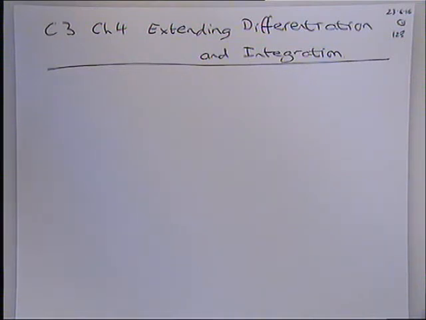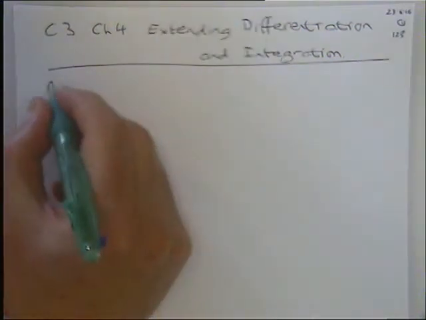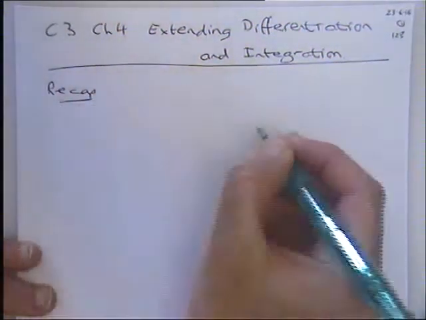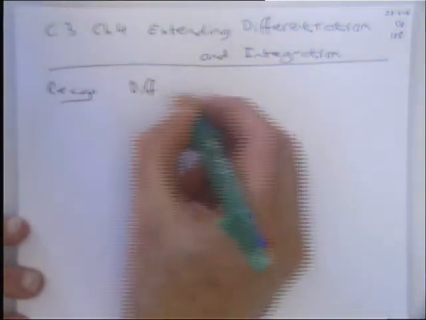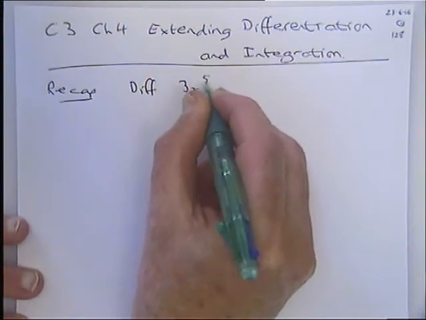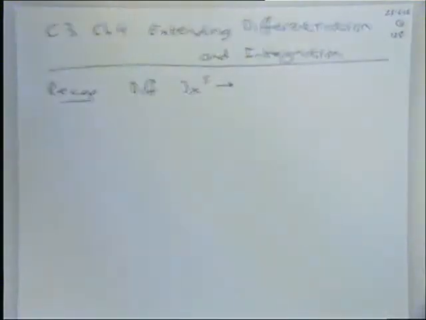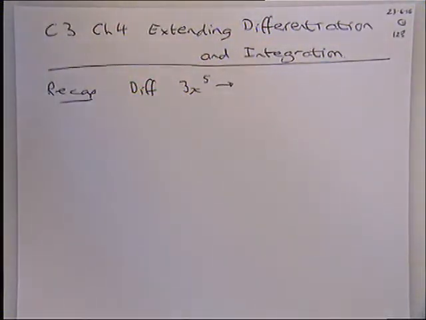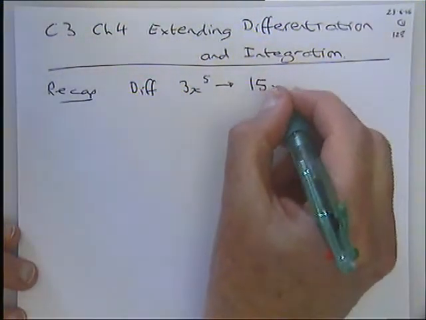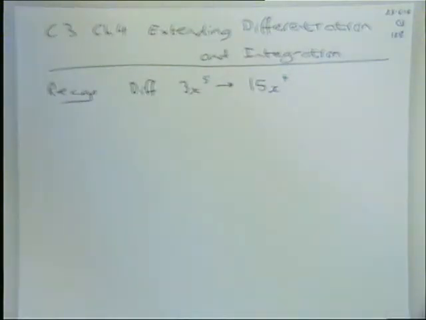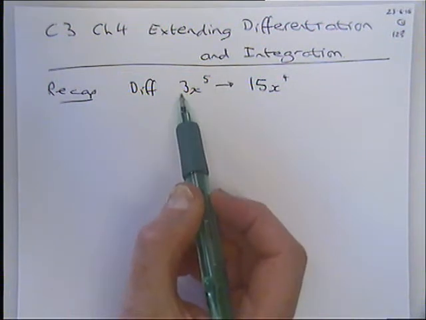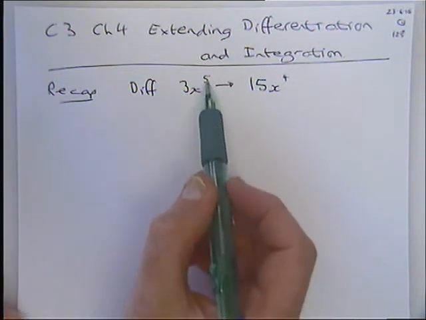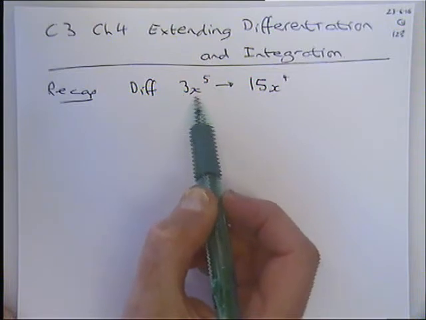Okay, Core 3, Chapter 4, Extending Differentiation and Integration. Before we extend anything, I just want to recap it and see whether you can remember anything at all from Year 12 before the exams. So, if I was asking you to differentiate 3x to the power of 5, what would we get? 15x to the power of 4. Good. In words, what did you do? I times the 3 by the power. So that's 15, and then you take 1 away from the power. Yeah, that's right. You times the power and the base number together, and then you take 1 off there.